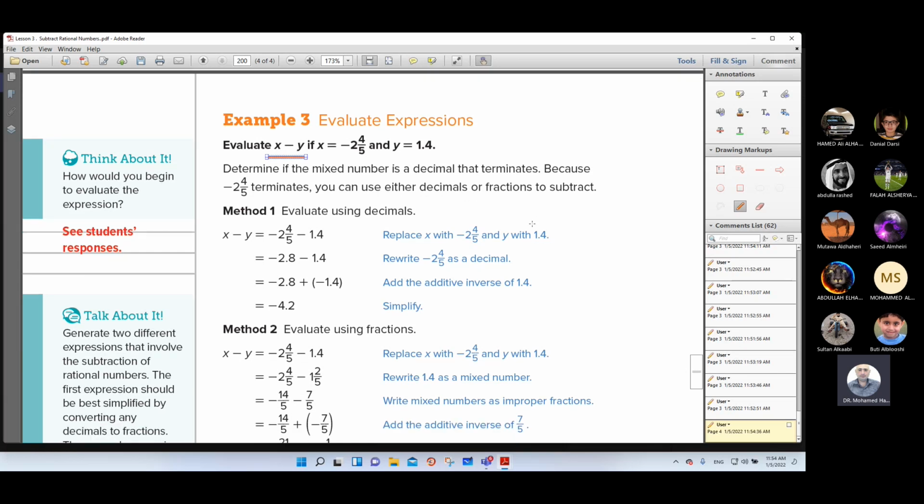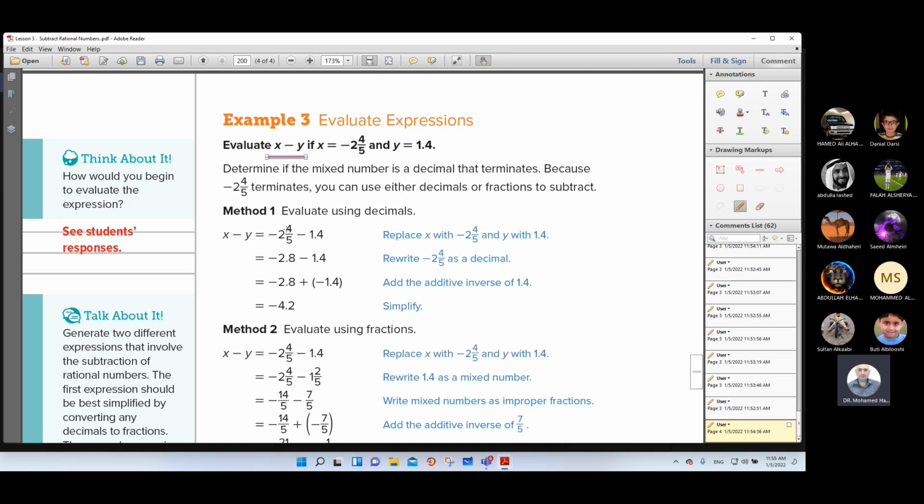We have two methods here. The first method, write the expression x minus y, then substitute. What is the value of x? Negative 2 and 4 over 5. Right here, negative 2 and 4 over 5. Minus, what is the value of y? 1.4.